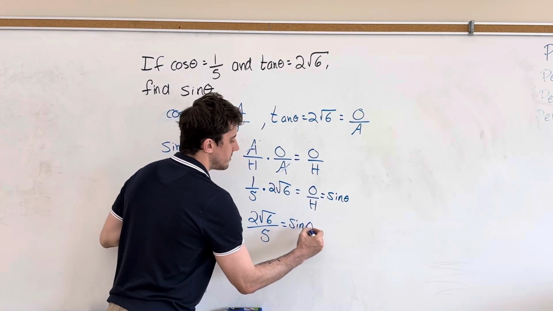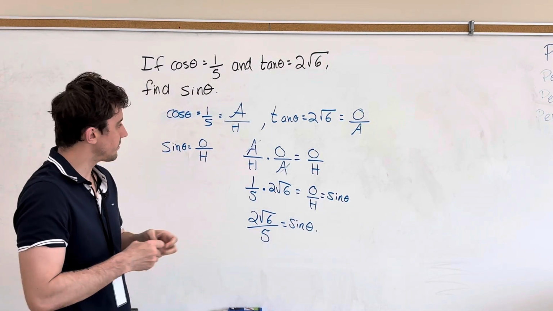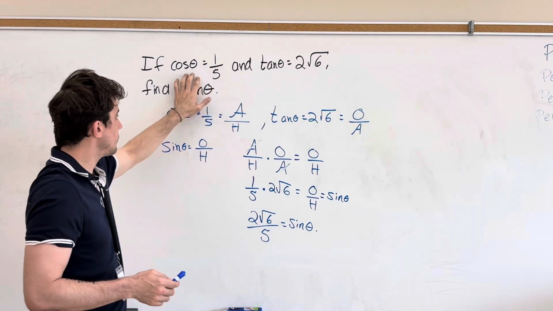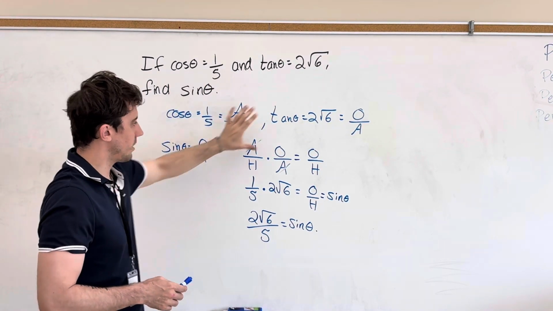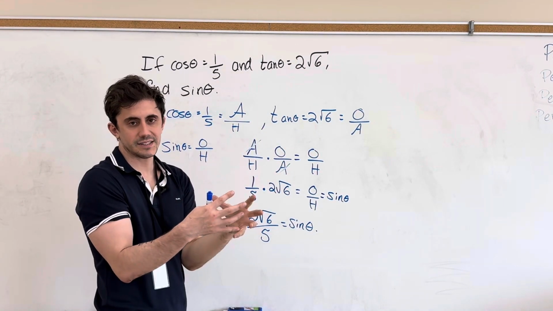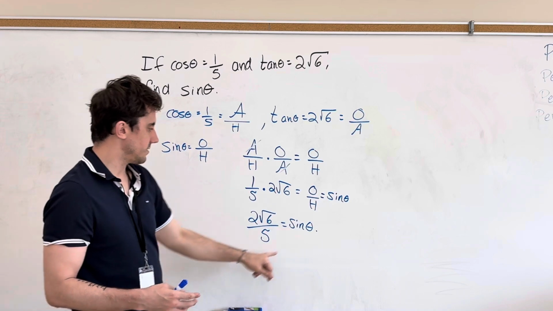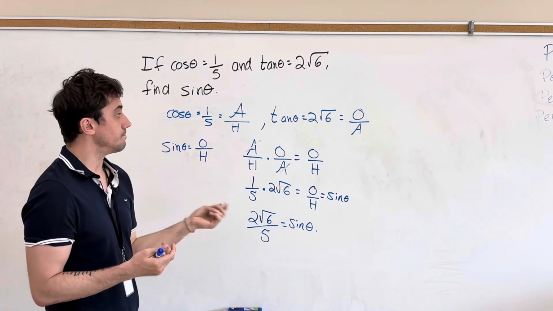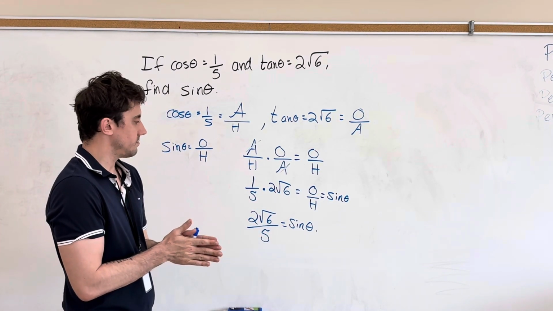And so now we can multiply these two quantities, and we find that 2 root 6 over 5 is equal to sine theta. And that way we didn't have to find the theta angle itself using inverse tan or inverse cos or anything like that. We could just manipulate the ratios in the way that we know sine, cos, and tan are connected to find sine theta in this quasi-algebraic way. Okay? So I hope that helps. Thanks for watching.